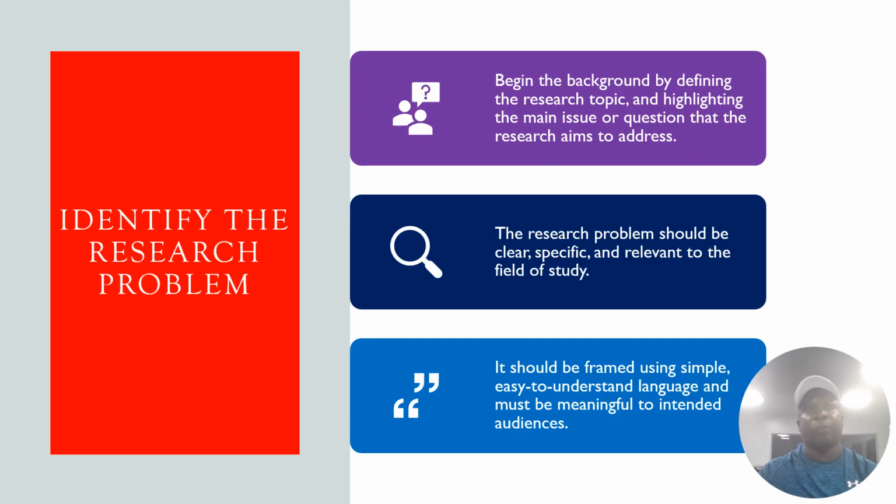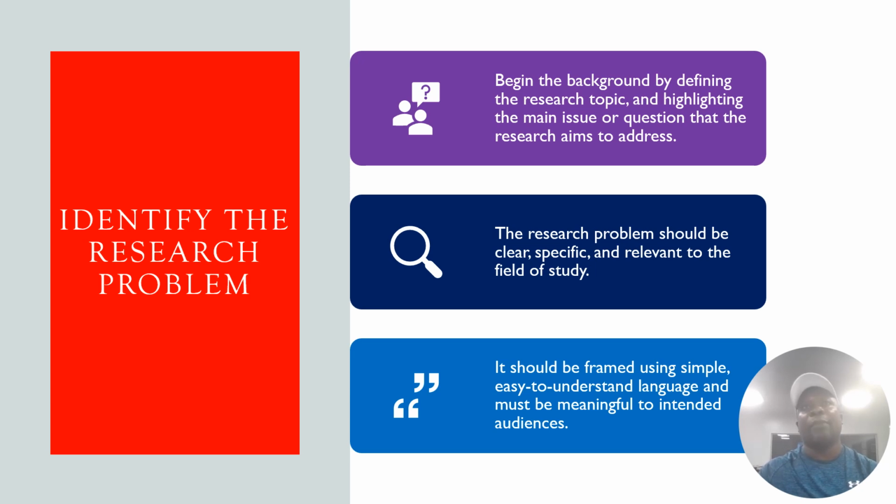Then let us look at how to write a background of the study. The first thing is you need to identify the research problem. Don't forget, everything that you do in a thesis or a dissertation is linked one way or the other. There is a connection there. From the introduction, we talked about the research problem. Now here we are at the problem statement again, at the background, and we are all talking about the research problem. So you need to know that these things are linked one way or the other.